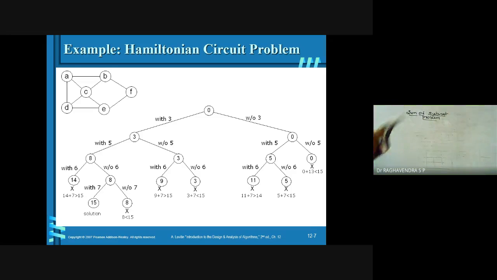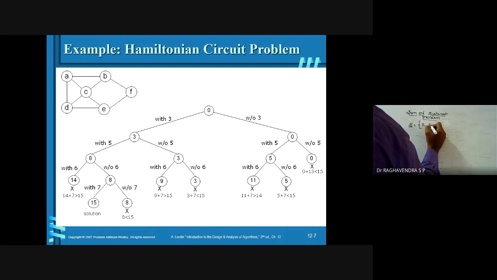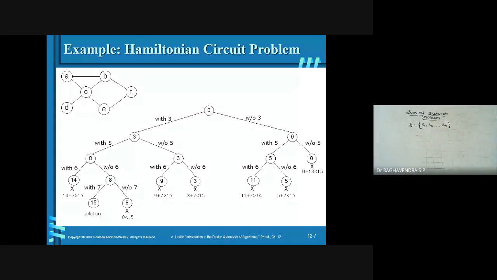Okay, so what is the sum of subset problem? We have a set here. We call this set S. This S is nothing but S1, S2, and so on up to Sn. So this is a set, and S1, S2 are called subsets of S.